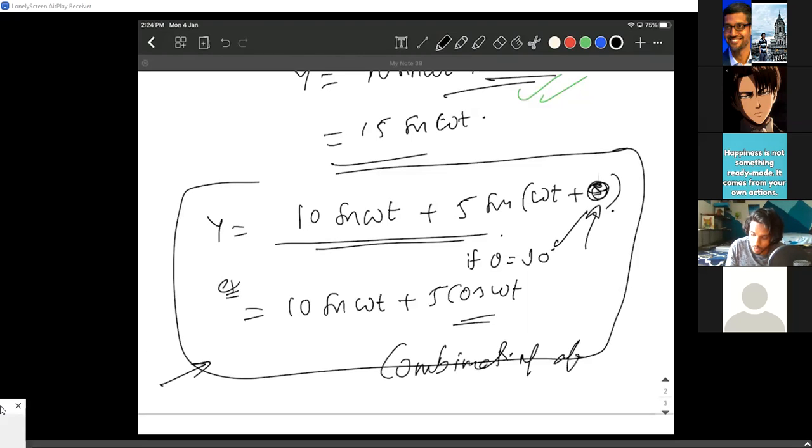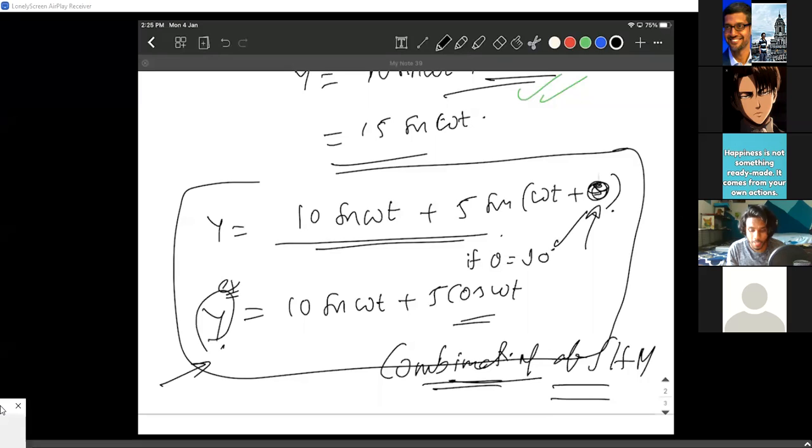Combination of SHMs. There will be a subtopic. I like to teach this at the end of the topic because it doesn't really go with any of the other topics. So that is why I try to teach this at the end of the topics. Now, the combination of SHMs I will definitely teach, but right now I'm just giving you a hint.